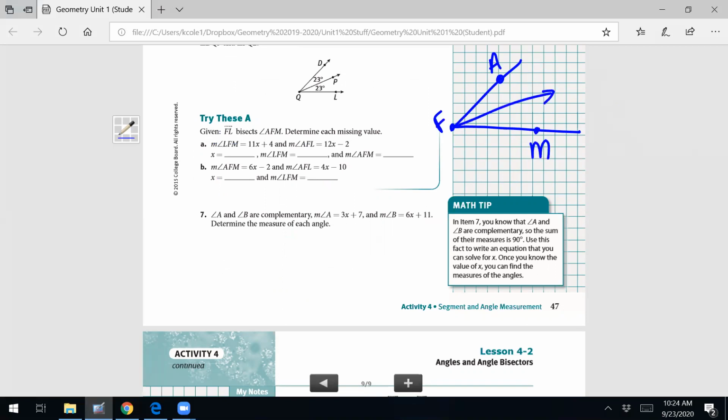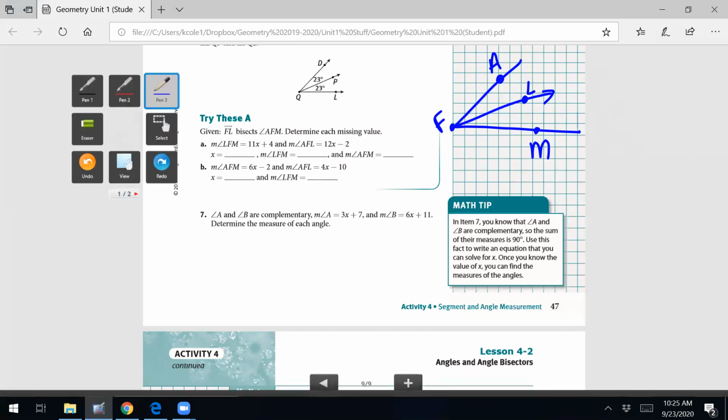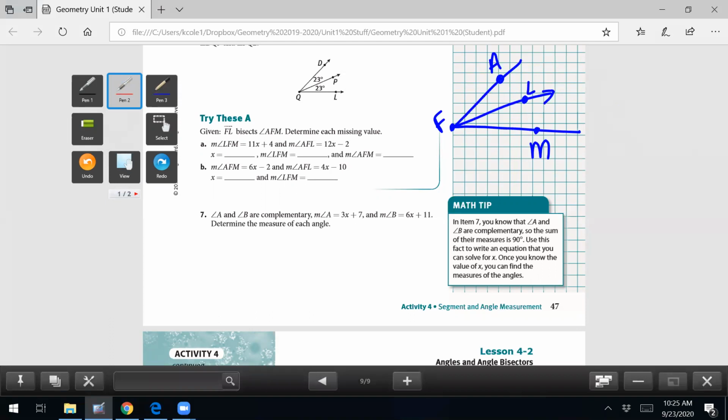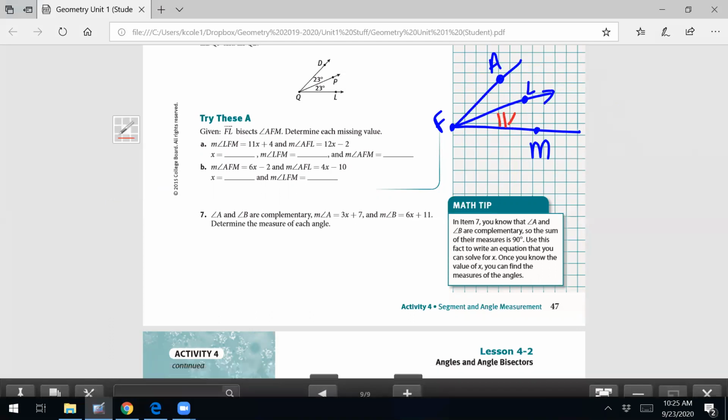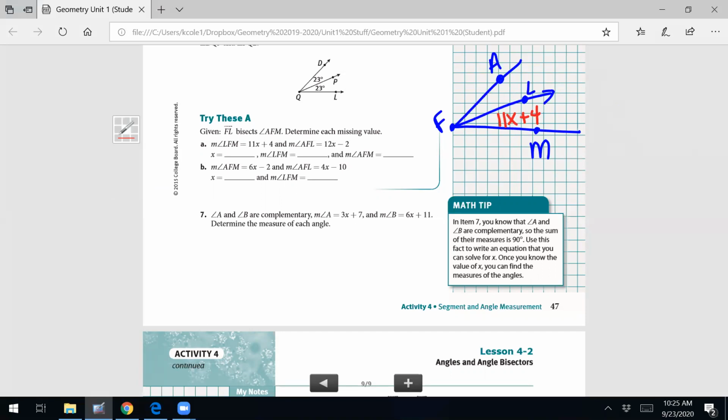Okay, we have a bisector and it is FL. So it wants us to determine the missing values. So we have LFM is 11x plus 4. And then we have AFL, which is the whole other segment, the other little piece, which is 12x minus 2. So how do we solve for x? That's right, because those two are going to be congruent because it told us that it was being bisected.